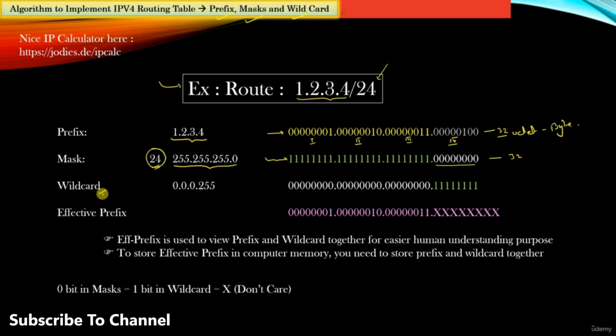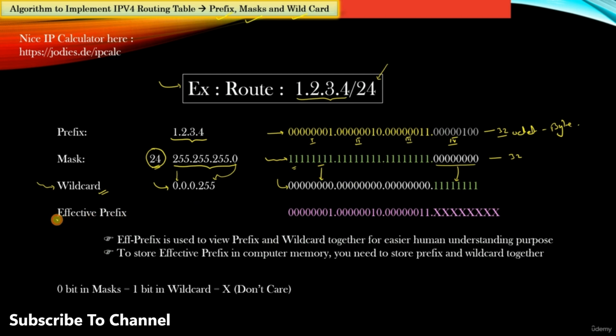Then comes the wildcard, which is exactly the opposite of the mask. If you flip the bits of the mask, then you get the wildcard, as simple as that. So in dotted notation, the wildcard is expressed exactly opposite to that of the mask. That is, you replace 255 with 0 and you replace 0 with 255 and so on. In the binary notation, all the ones will be converted to 0 and all the zeros will be converted to ones. So this is what the wildcard is. Alright.